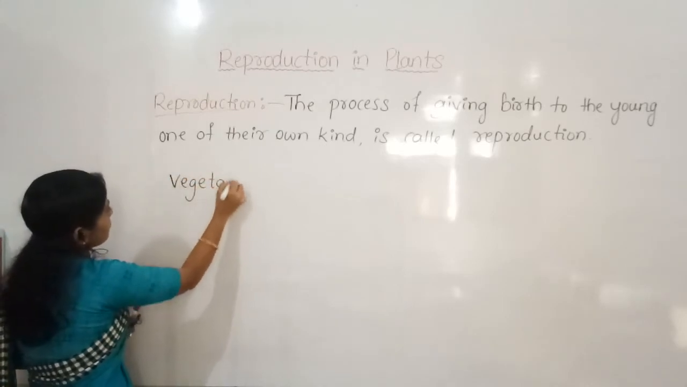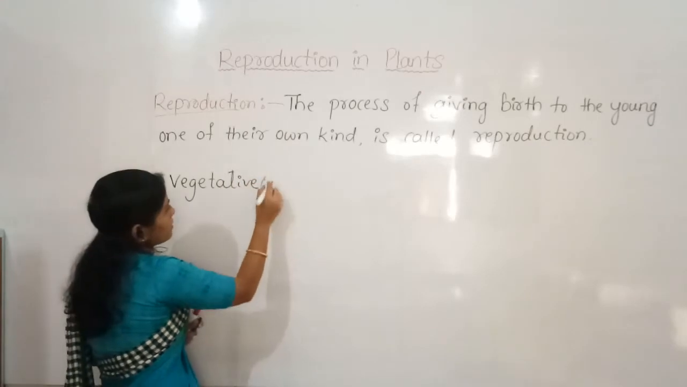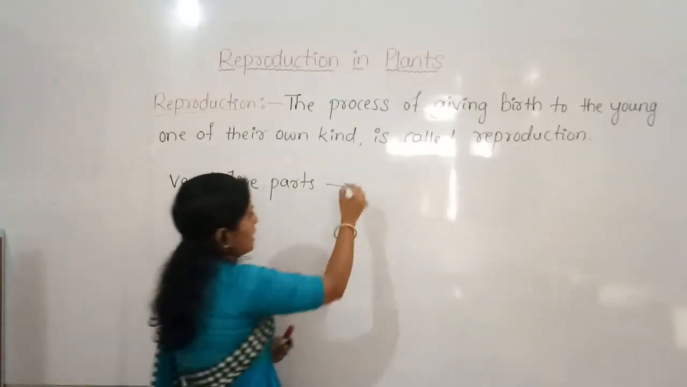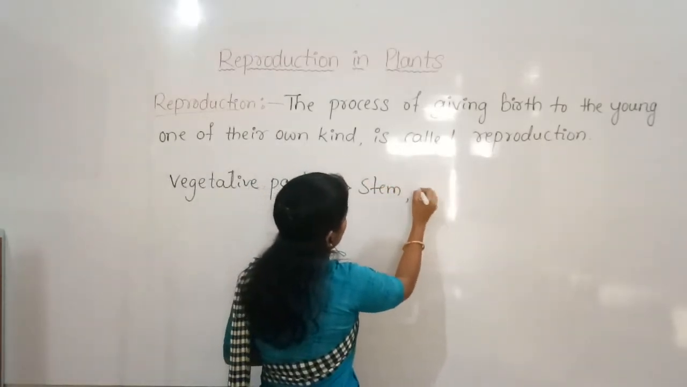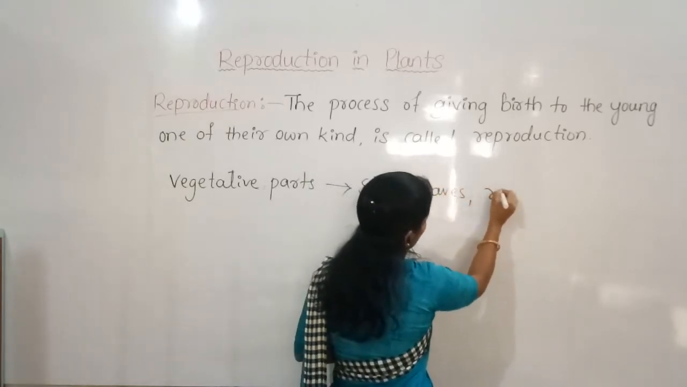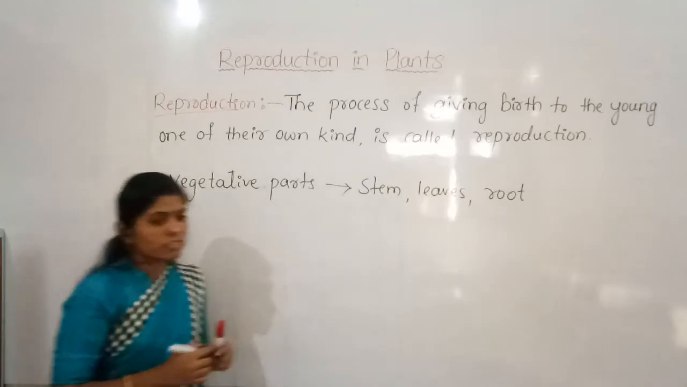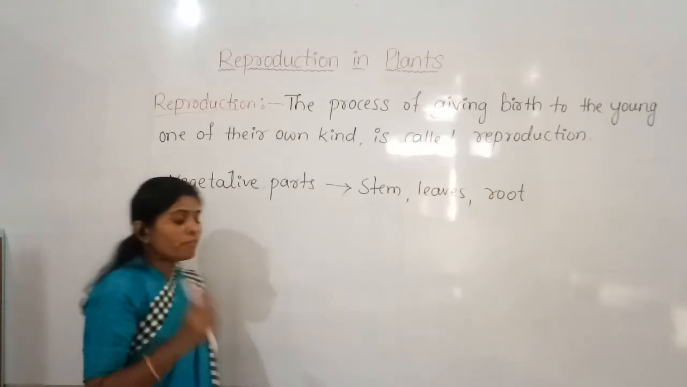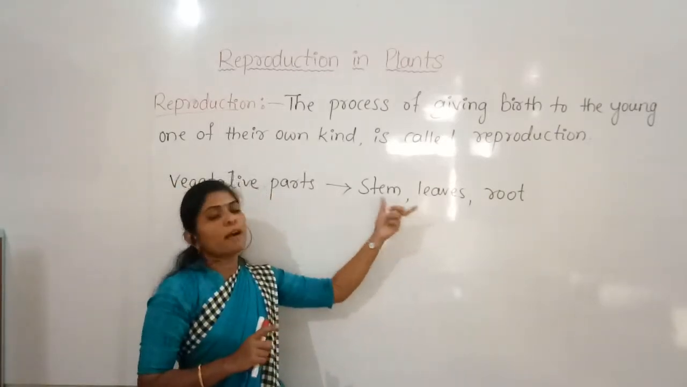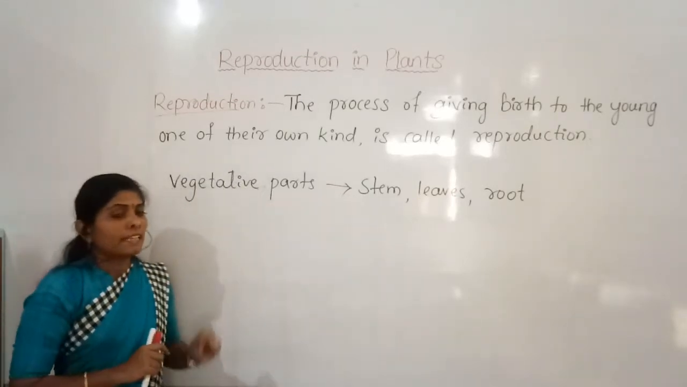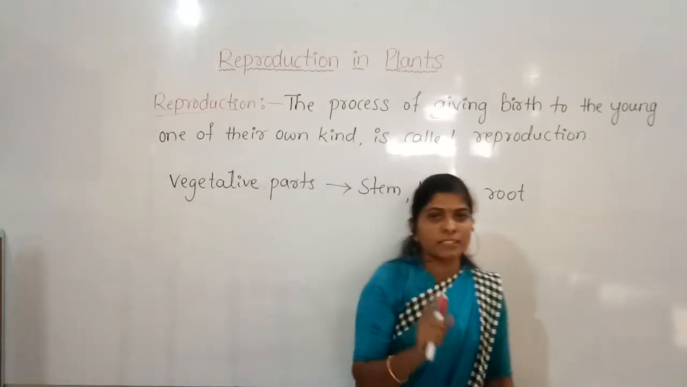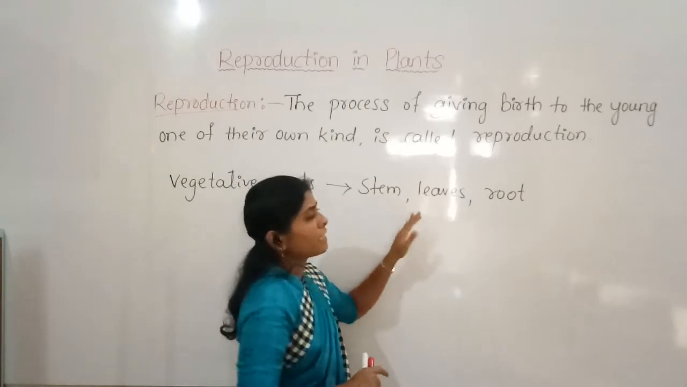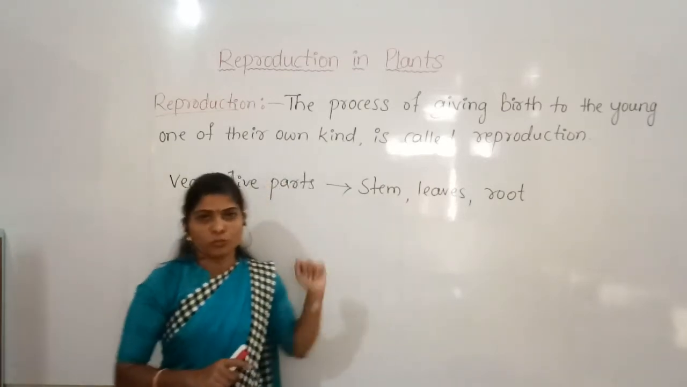parts. So which are those vegetative parts? Vegetative parts of the plant. They are like stem, leaves, root. Okay, so these are some of the vegetative parts of the plant. So plants can grow by these parts also, not only by the seeds. We do not get plants only by the seeds, but we can also grow new plants by using these vegetative parts such as stems, leaves and roots.